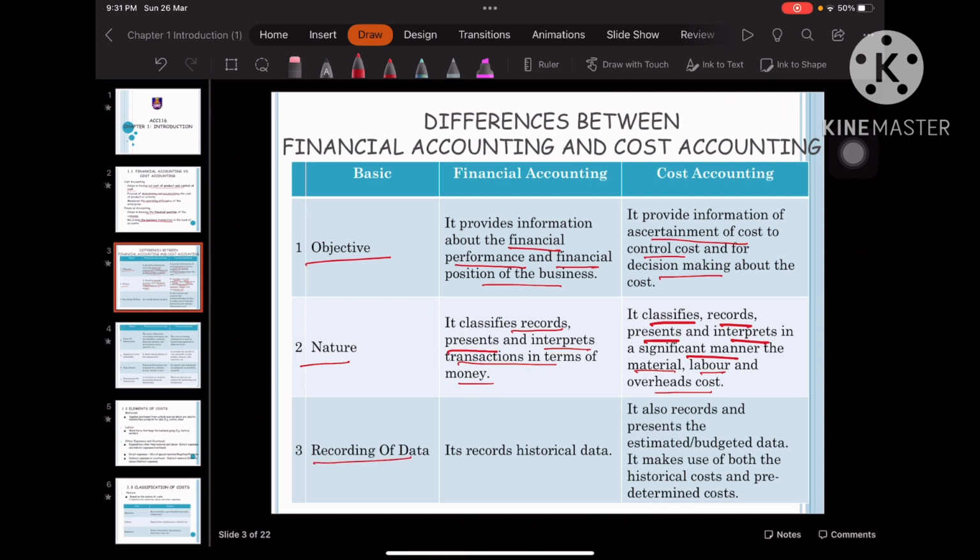The third one is the recording of the data. What is the difference between the two? Financial accounting is based on historical data, so it records when the transaction has already been done. But cost accounting presents estimated and budgeted data. So instead of only historical data, it is also for the budget, which is for the future. So this one is more on historical and also for the future.